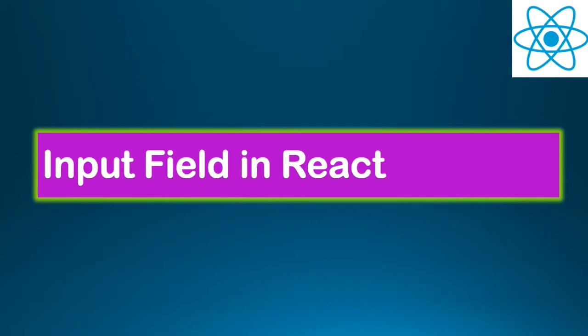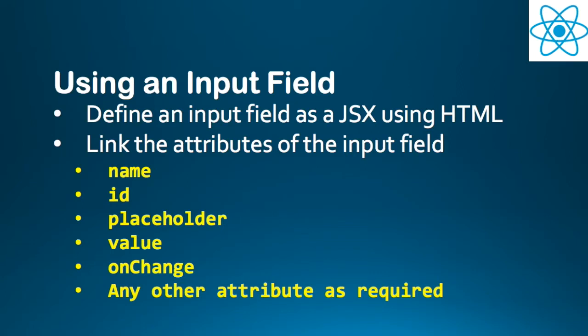In this lesson, we will learn how to implement an input field in React. The steps we will follow are as follows. We will define an input field as a JSX using HTML, so a normal HTML input field. And then we will link the attributes of the input field, like name, ID, placeholder, value, on change, and any other attributes so that it starts behaving properly in React. So let us look at an example and see how we can do it.